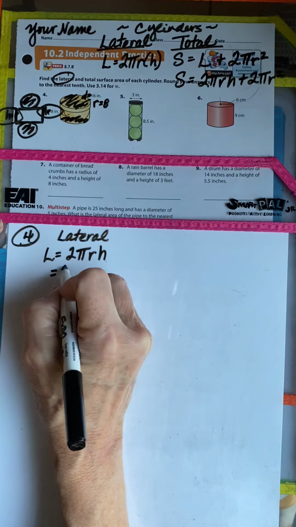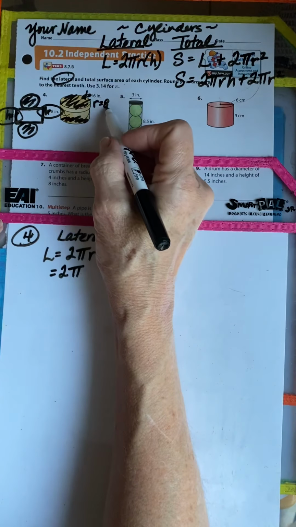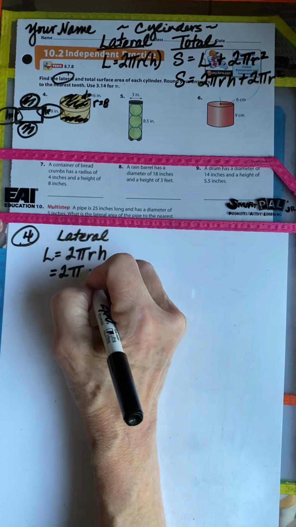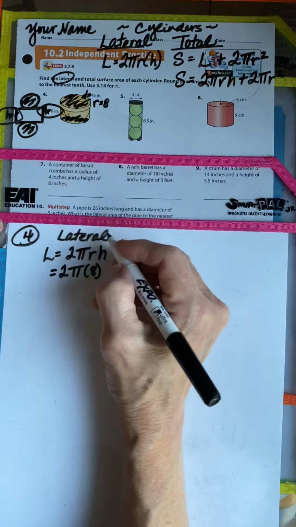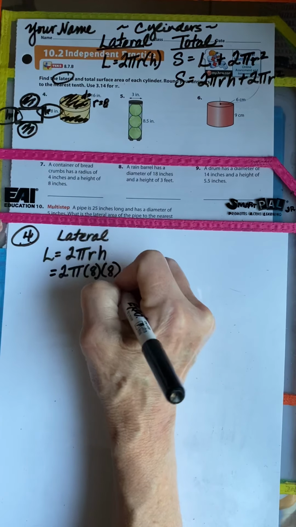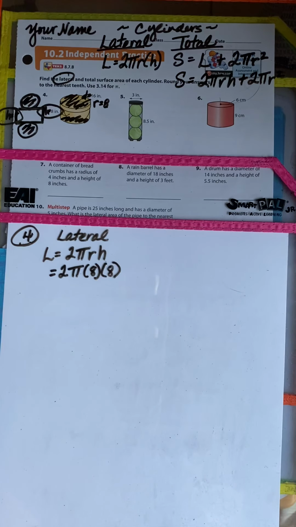So let's go plug in 2 pi, and radius is 8. I'm just going to put parentheses, 8. Height is 8. Now, the reason I left it pi is I'm going to use the calculator and use the pi button. Sound like a plan to y'all?